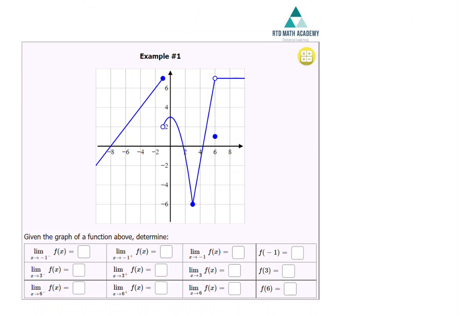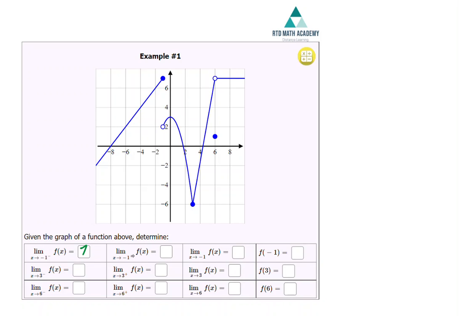In this example, we're asked to find the limit at various points based on the function drawn above. So let's look at the first one here. It says, find the limit of f of x as x approaches -1, and then the little minus sign there means from the left. Okay, so -1 would be right there, right? So from the left, that's us going this way. So it looks to me like we're approaching a y value at that point of 7. So from the left, we're approaching 7.